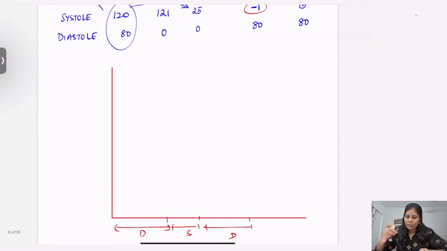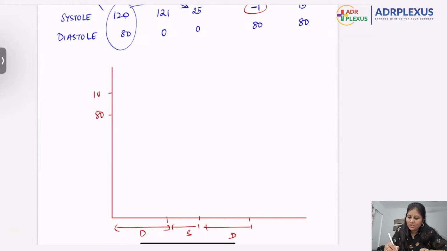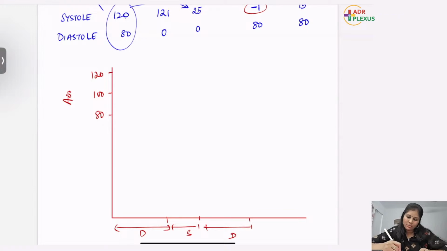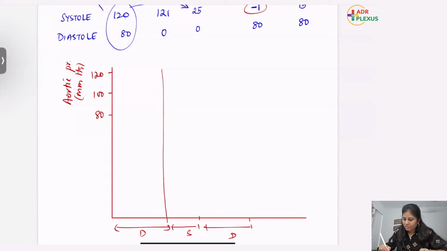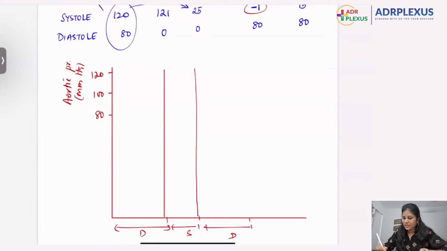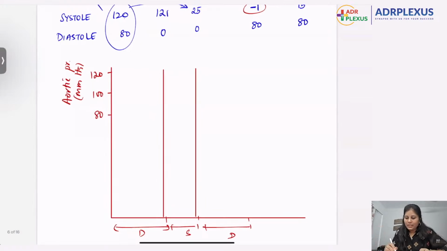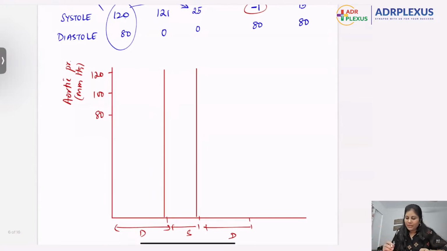In the top column, we are going to mark the aortic pressure. Minimum pressure 80, maximum pressure 120. That is enough. Okay. Aortic pressure, in millimeters of mercury. And we can also mark a column representing the systole and diastolic phases.